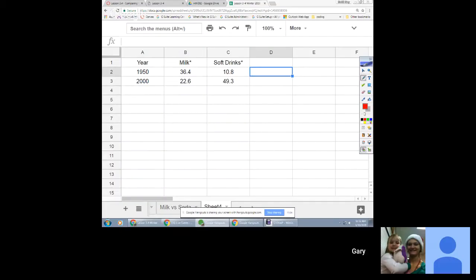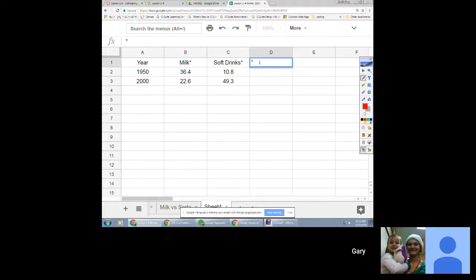All right, so here's how to build a spreadsheet based on the milk and soft drink data that we have in our comparing change activity. So first thing I want to do is make a table on a spreadsheet that has the years we were given, the amount of milk consumption for each year, and the amount of soft drink consumption. And I put a little star on the milk and the soft drink to state what these numbers mean.